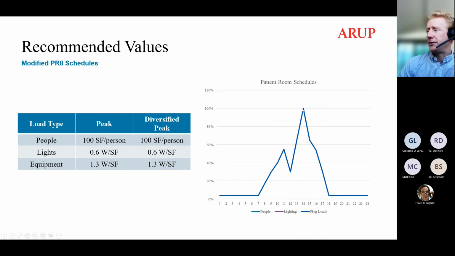And because we've allowed the schedule to hit 100% in a single hour, that means our diversified peak is the same as the peak that's input for the zone in the energy model. For a load calculation, this may want to be revisited, but these values were benchmarked against diversified load taken at a system level. So really that 0.6 and 1.3 was meant to represent what you would expect to see across an amalgam of patient rooms as opposed to an individual patient room for the purposes of sizing.